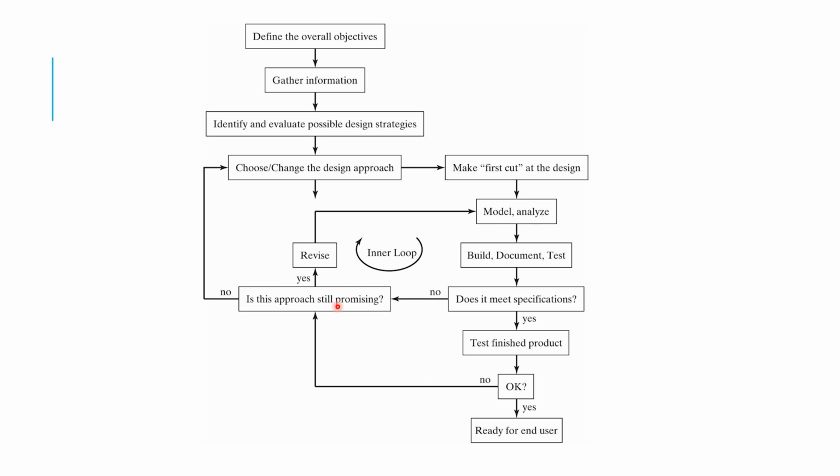And this inner loop here, where you revise things and then model, test, retest, ask yourself, does it still meet the specifications? That is the most time-consuming portion of the whole entire process, usually. This is the actual doing here in this inner loop. At some point, you end up with a design that meets all of the specifications and you think it's just right. So you move on to test the final product.